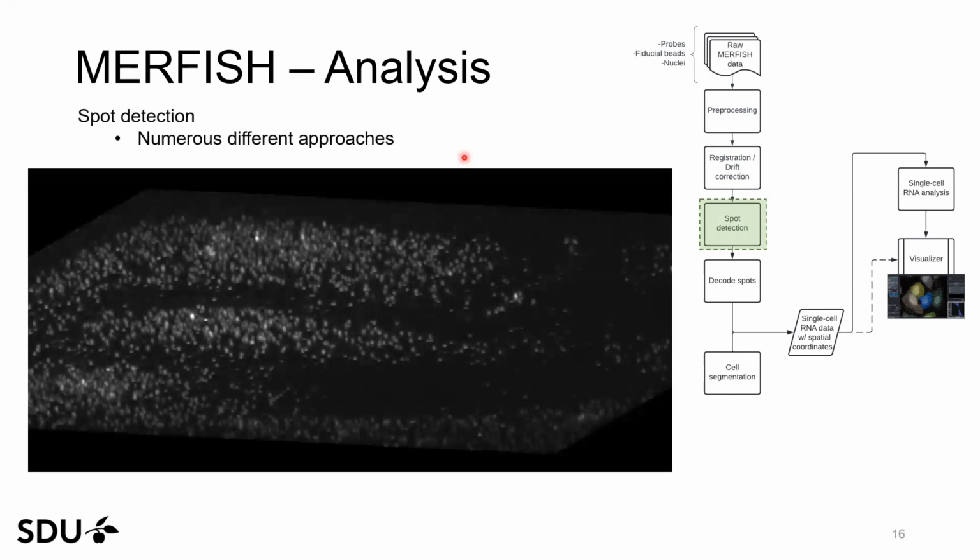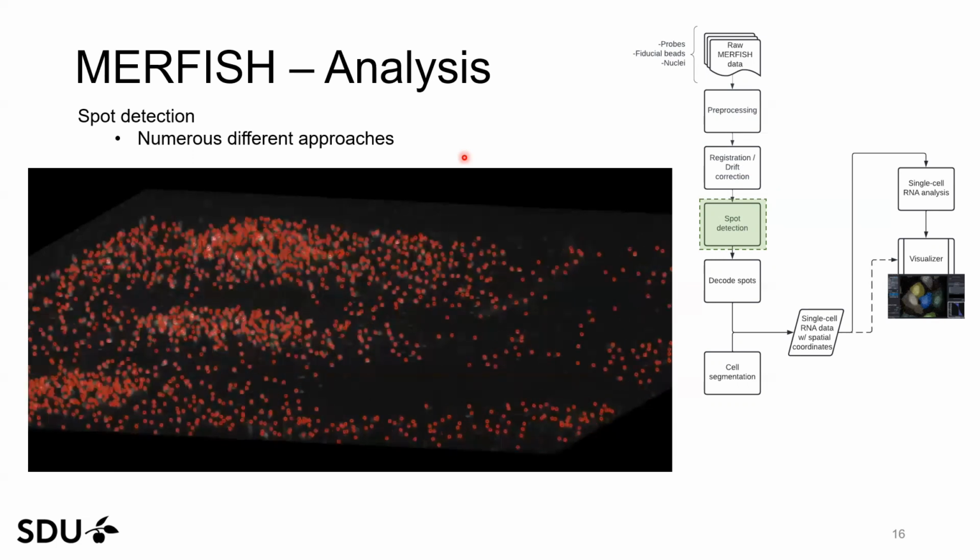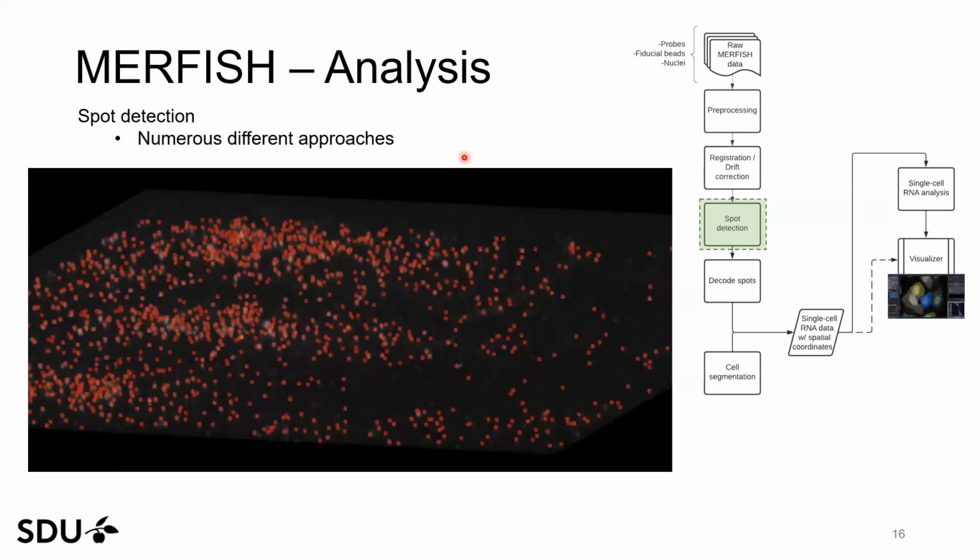That leads us onto one of the more important steps here, which is spot detection. There are numerous different approaches, each with their own flaws and upsides as well. But for example, here we would like to detect all of the spots in the image, and we do this for all the rounds. This gives us this 4-dimensional spatio-temporal data of the coordinates over time for each point detected. And we would like to do some decoding of this to actually get the genes detected in the sample.